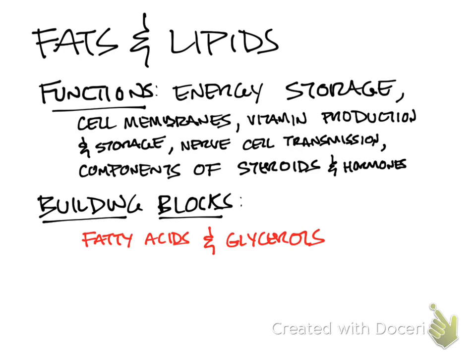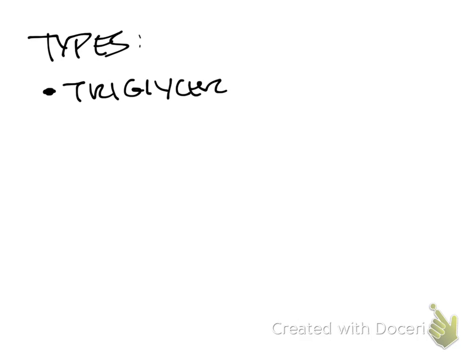Okay, so let's take a look at the different types of fats and lipids. There are actually more than what I'm going to show you here, but we really only need to focus in on 2 types. And the 2 types we're going to be looking at are triglycerides and phospholipids.